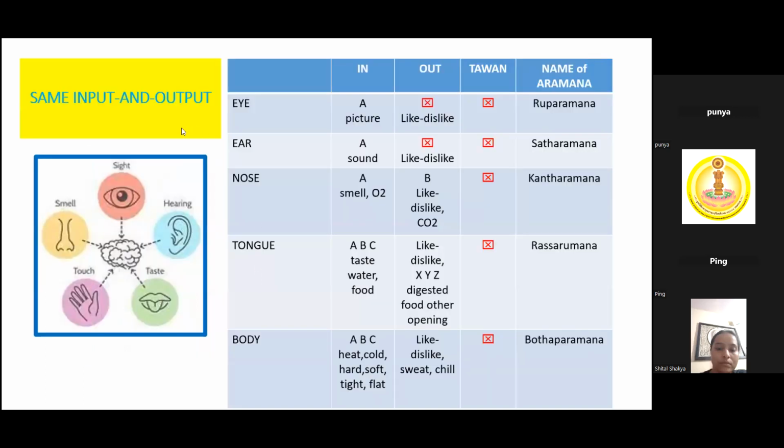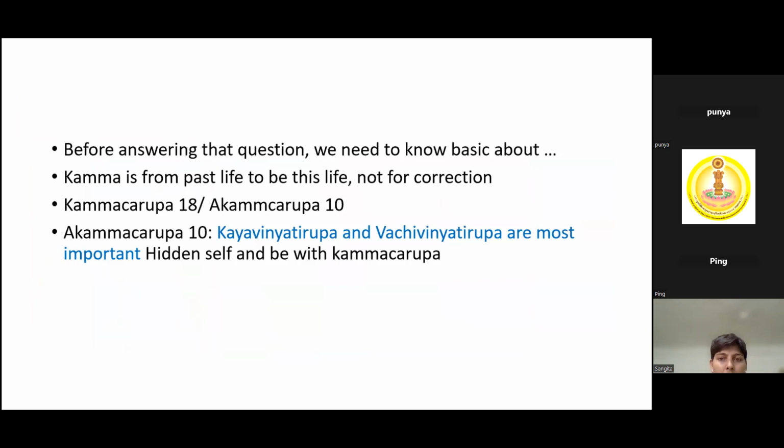And the rule of Tawan is that it is the same input and output. If the eye does not receive the picture, and does not output the picture outside like this, then it is not the Tawan. Ear as well, nose, tongue, body. This is from the previous session. And before, the question is: where is the real Tawan?